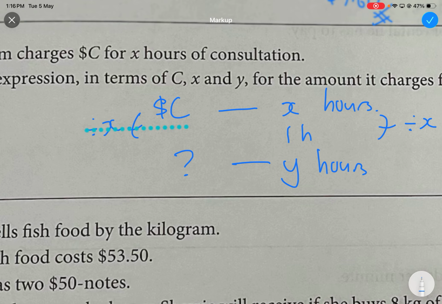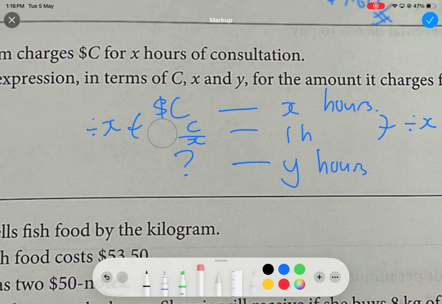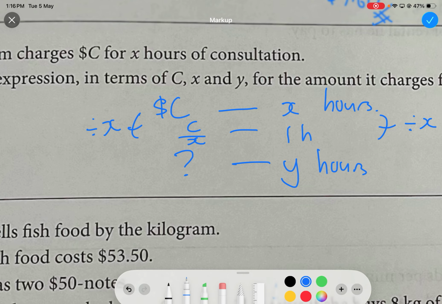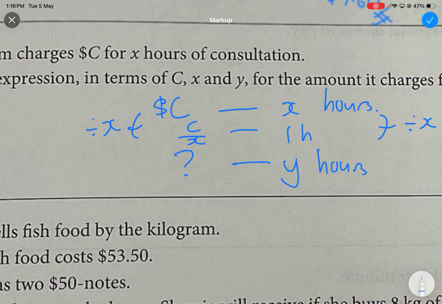So 1 hour, what is the charge? 1 hour, I don't know. C over x. If you never follow me, you don't know. If you follow me, you will know. Both sides divide by x, so 1 hour is C over x. Why is 1 hour?